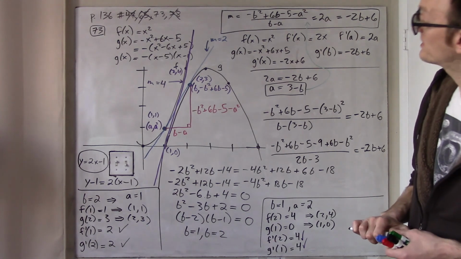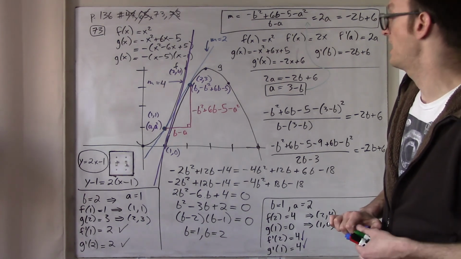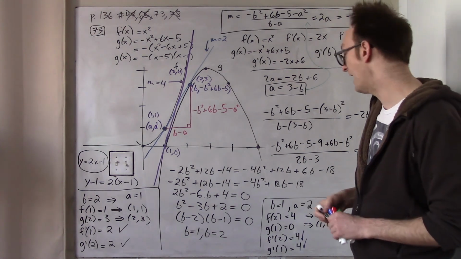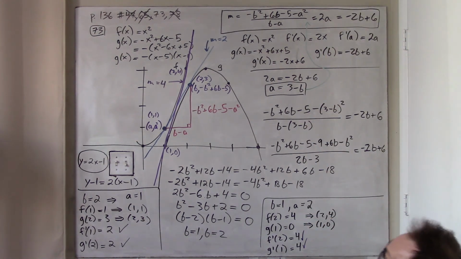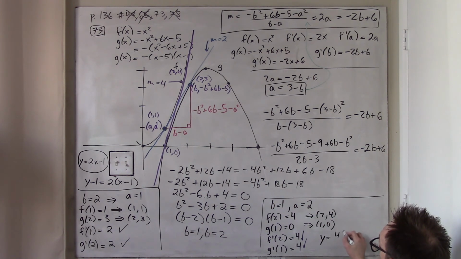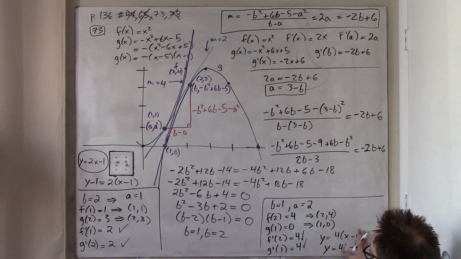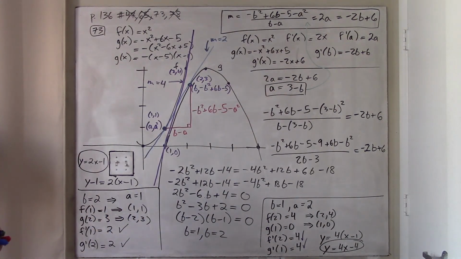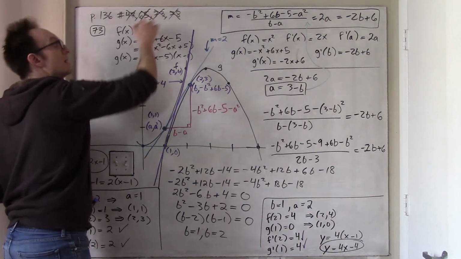So this purple and this blue line are the two lines, and the final thing to do is to write the equation of that line. Let's see, what is it? Well, it goes through 1 comma 0, so it's y equals 4 times x minus 1. So you can just leave it like that, or you can write it as 4x minus 4. So one of my lines is y equals 4x minus 4, and the other one is y equals 2x minus 1, and that's problem number 73.